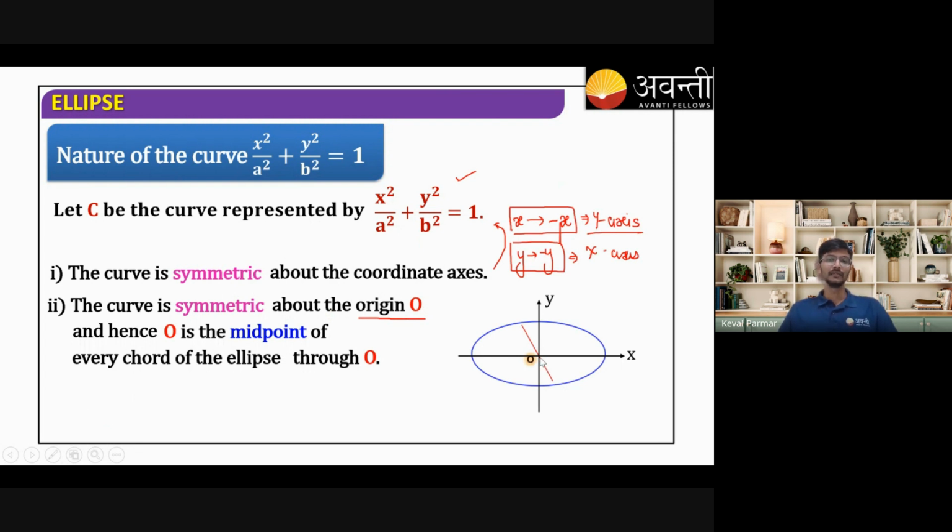Now, as you can see, from origin, the curve is symmetric. That means the distance from origin on both sides is the same. So every chord of the ellipse through origin will be bisected at origin. As you can see, this is a chord which will be bisected at origin. That means this distance will be equal to this distance. Similarly, every chord will be bisected at origin. That means origin is the center of this ellipse.